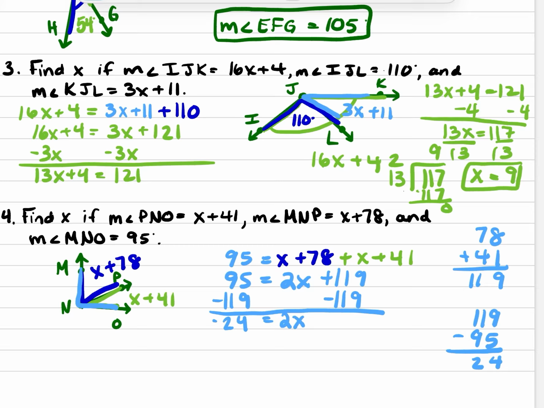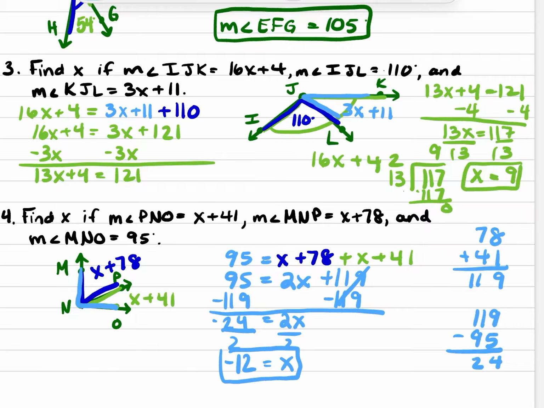119 minus 119 cancels that out, so I'm left with just one term. And if I divide by 2 on both sides, I'm left with just x. I've isolated x, gotten x by itself. Negative 24 divided by positive 2 is negative 12. So x is equal to negative 12.